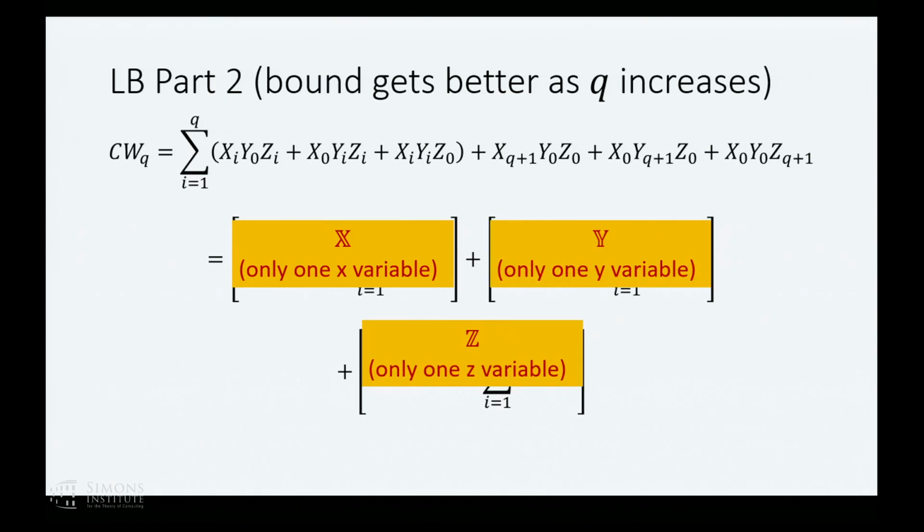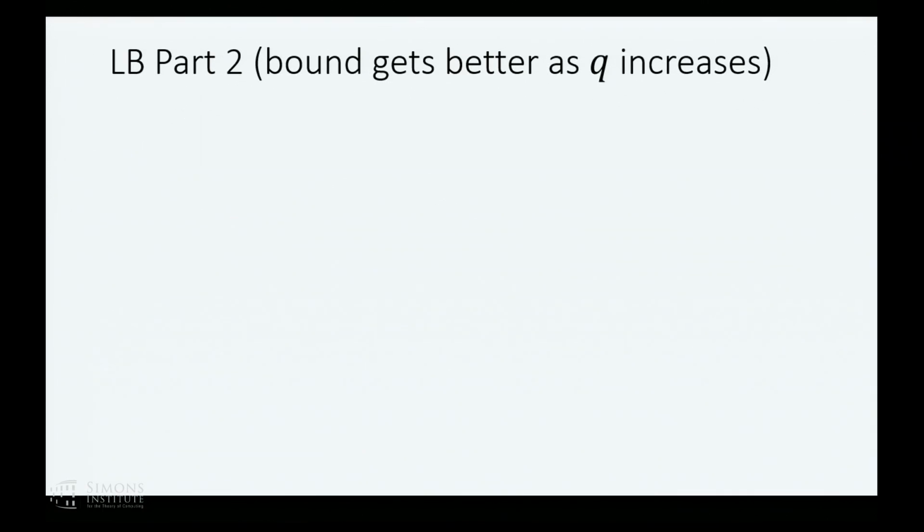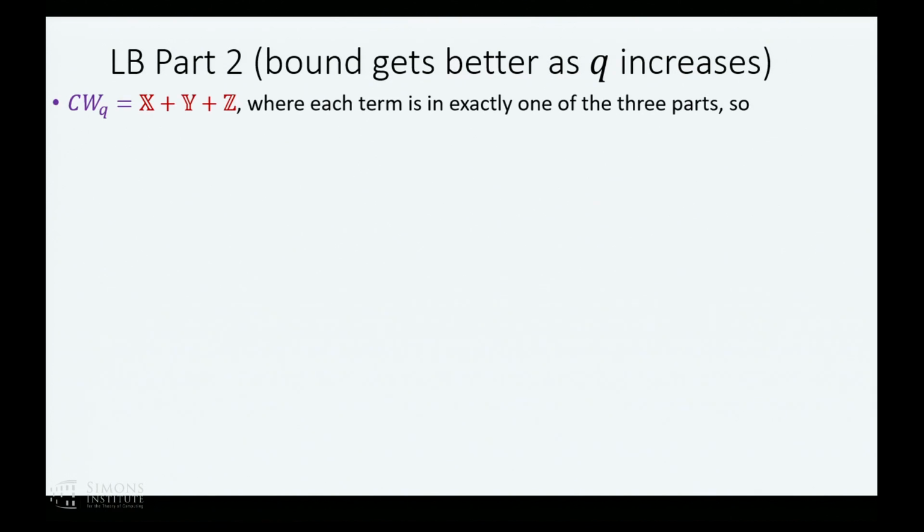So we're going to use the fact that the Coppersmith-Winograd tensor can be partitioned into these 3 parts. Okay, so what will we do with this? So here it is. It can be partitioned into these 3 parts. Each term is in exactly one of them.